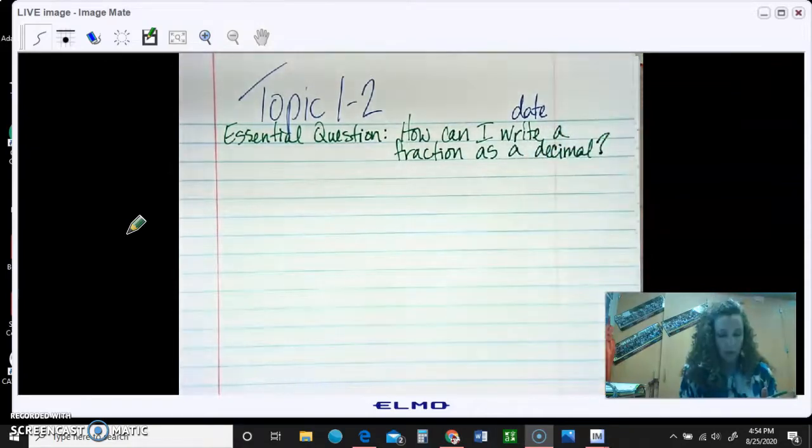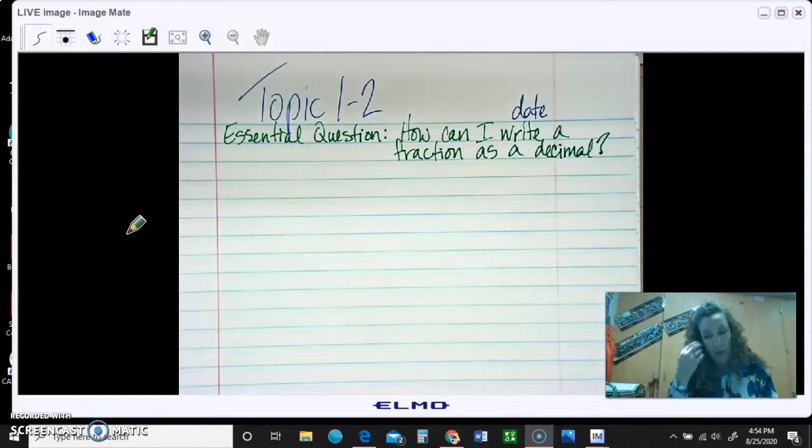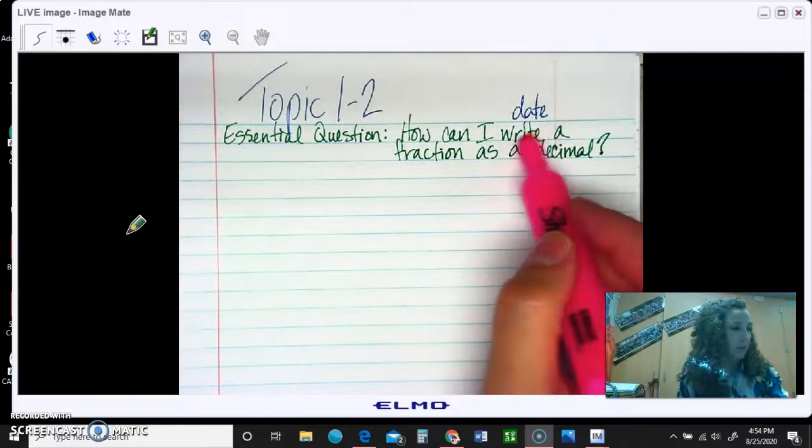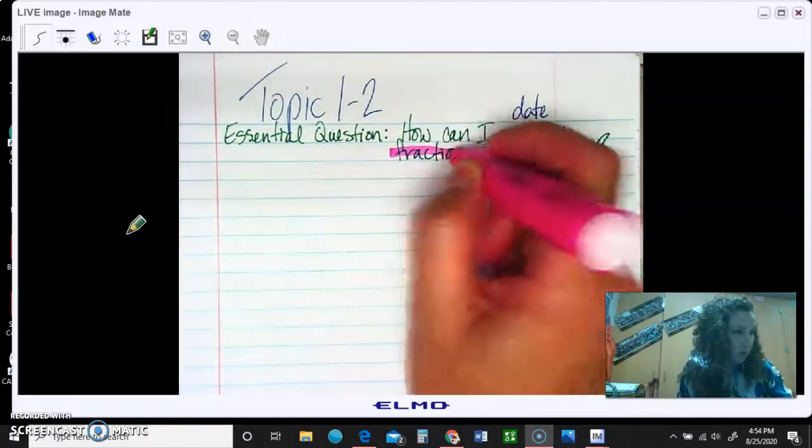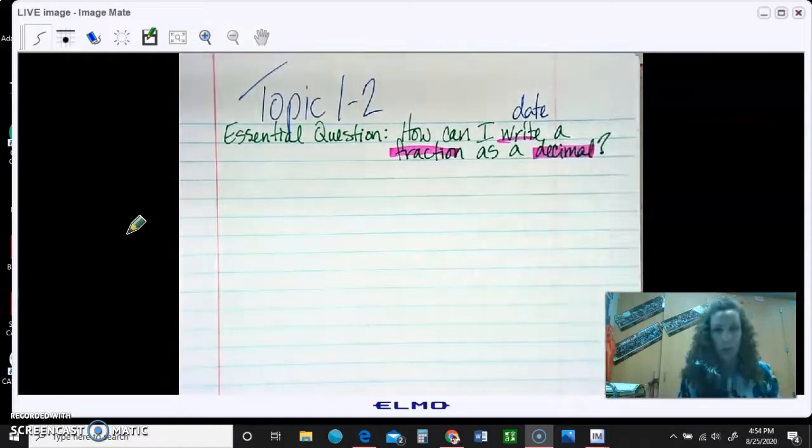Okay, so we're going to look for key words in this essential question. Okay, so we're thinking, okay, well, I'm going to be writing, yes, kind of important, but the main thing is we're looking at comparing those two things, fractions and decimals.